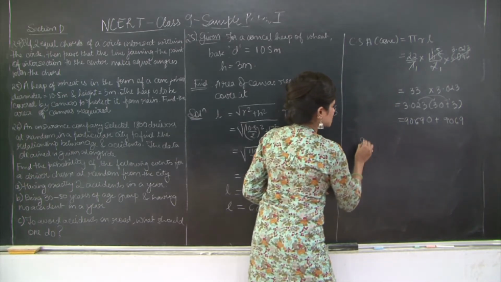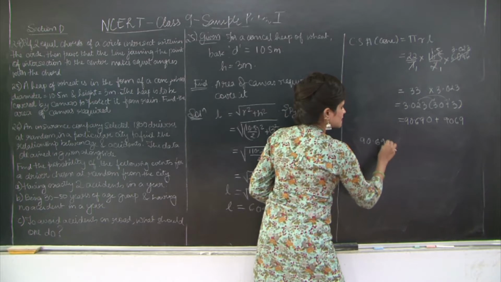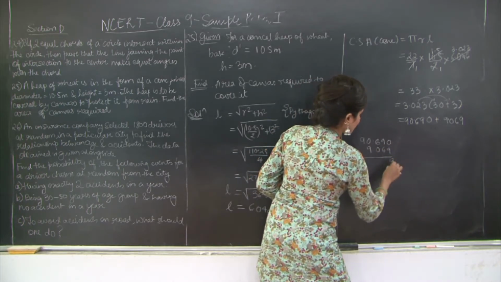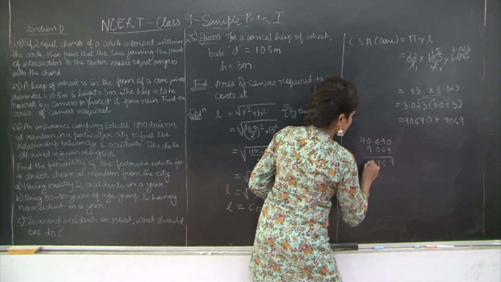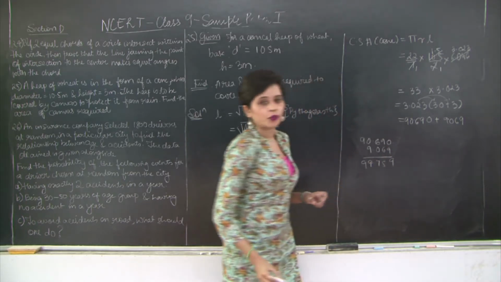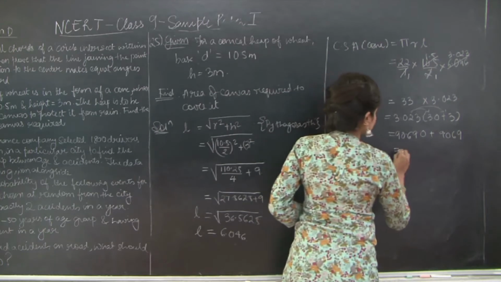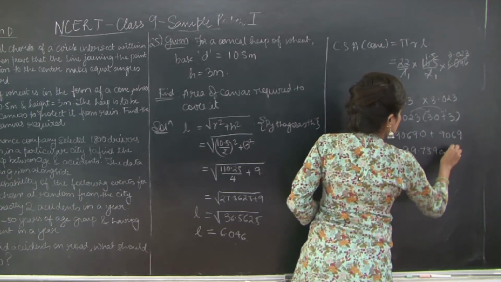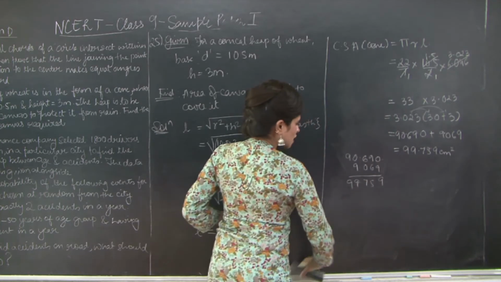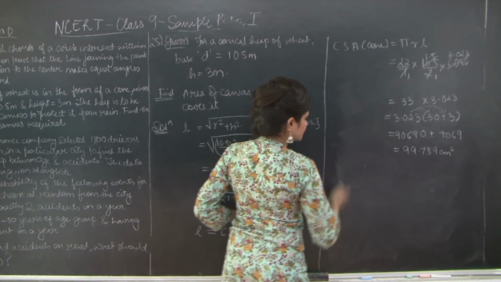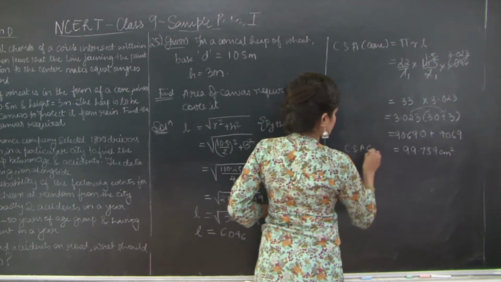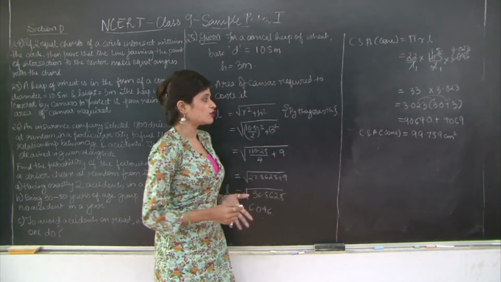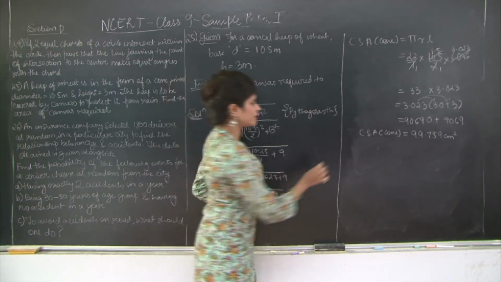So let's add these terms. 90.690 plus 9.069. So I get 99.759 centimeters square. So this is nothing but the curved surface area of cone, which is going to be the amount of canvas that is required to cover the heap.